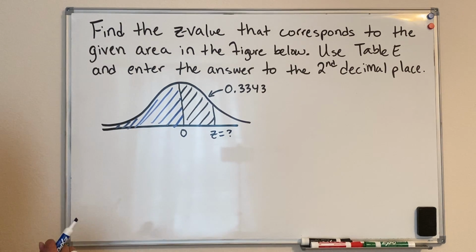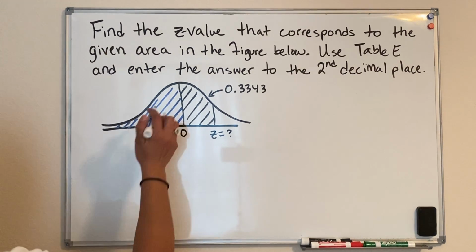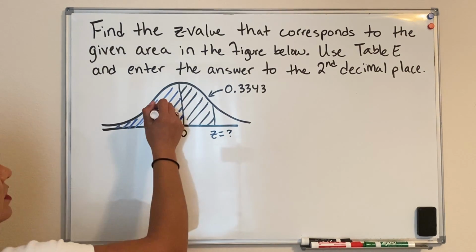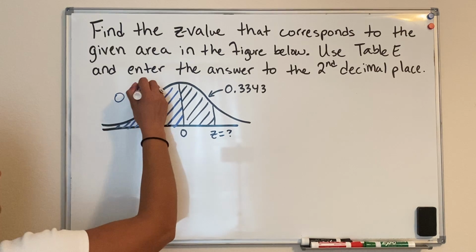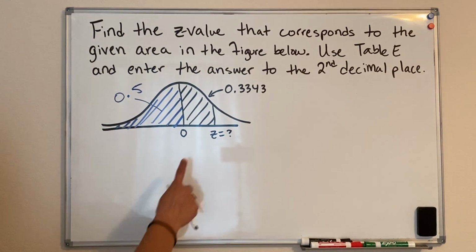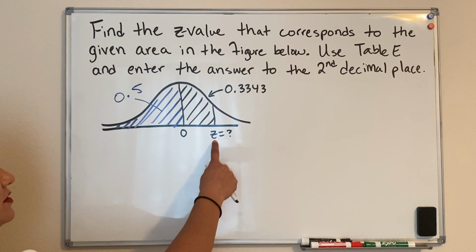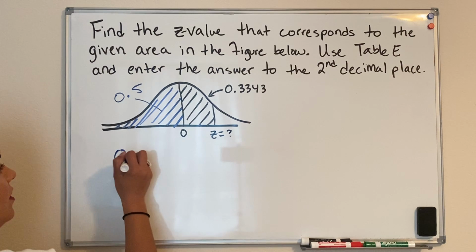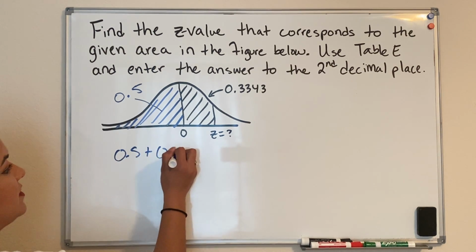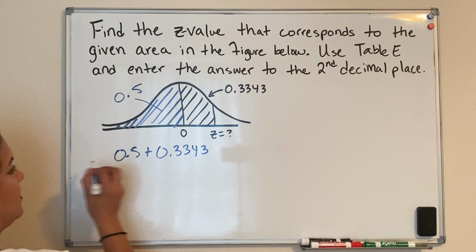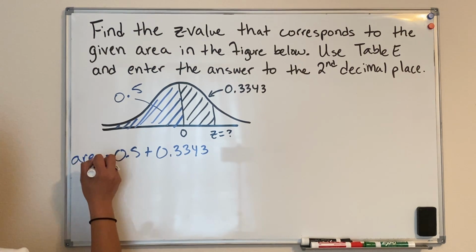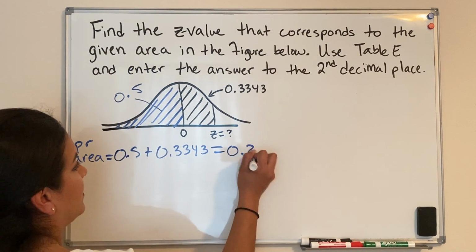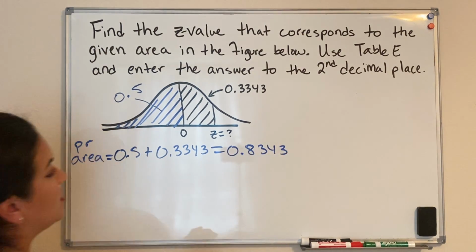Since you know that your standard normal distribution is symmetrical, and you know that half the data lies over here and half the data needs to lie over here, then you know that this is equal to 0.5, or 50%. And so to get the z-value, what you're really looking for is the z-value that includes all of this area, which if we add it together, we've got 0.5 plus 0.3343. So this is your area that you're looking for, or you can also think about it as your probability. And so that's going to be 0.8343. So that's just the probability.